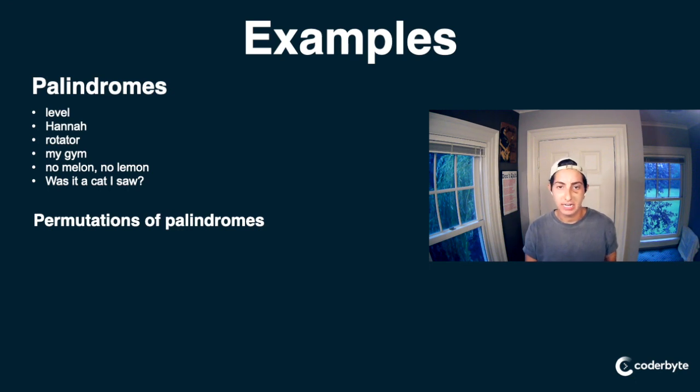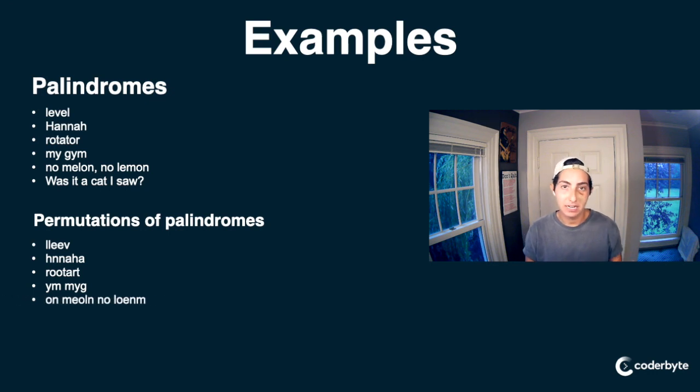Well, here are some permutations of the palindromes above. So these are just the same words, right? And I've rearranged the letters so that it's not the same forwards and backwards, but it's a permutation of a palindrome, right? So our function has to take a string of random letters like this and determine, could we arrange these letters in such a way that they would be the same forwards and backwards?